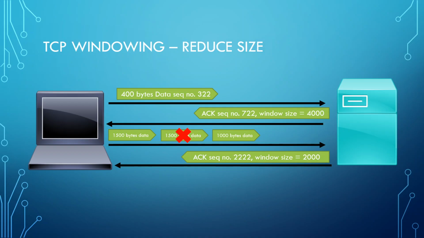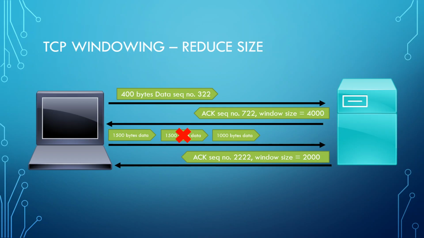And now let's look at how the TCP window size would reduce. So in this case, same example. Okay, the first packet arrived at the server successfully. Server responds back saying, okay, I've acknowledged receipt of that packet, and I've acknowledged receipt of all those 400 bytes worth of data.